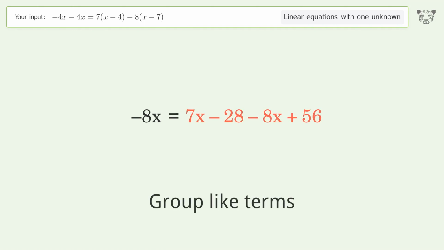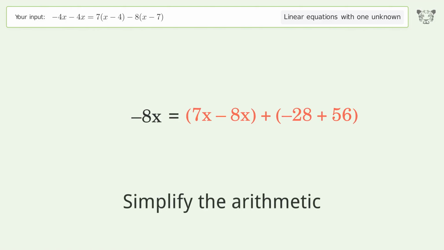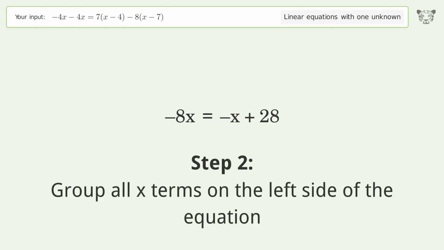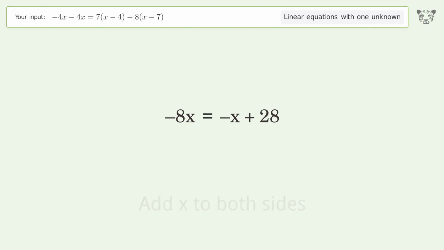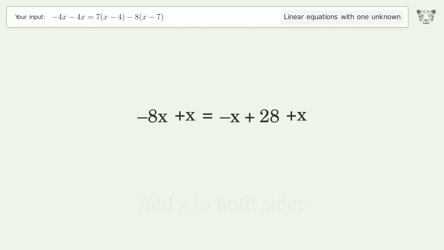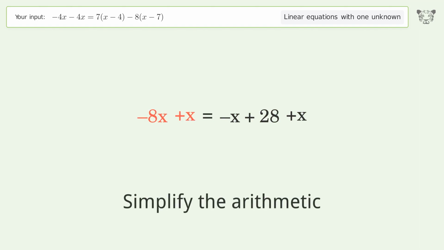Group like terms. Simplify the arithmetic. Group all x terms on the left side of the equation. Add x to both sides. Simplify the arithmetic.